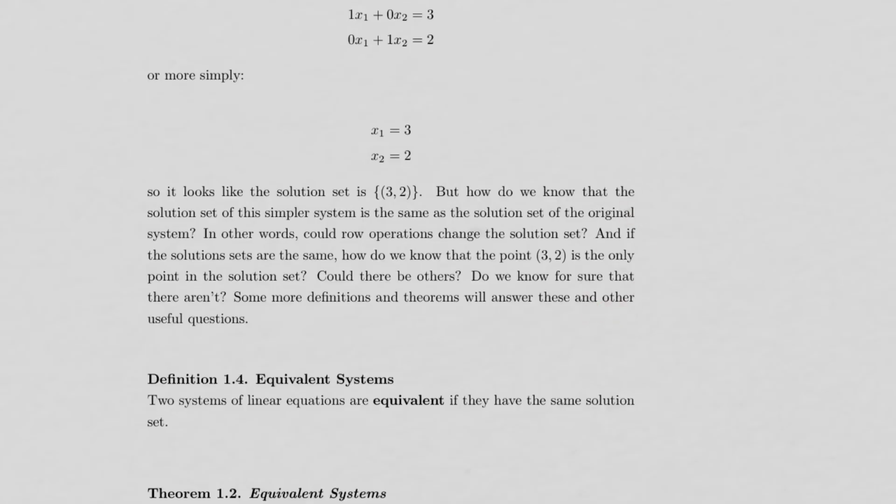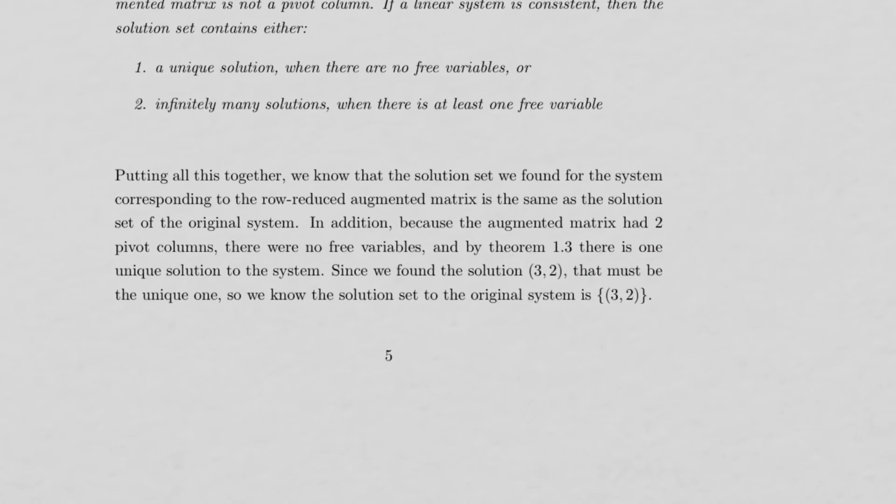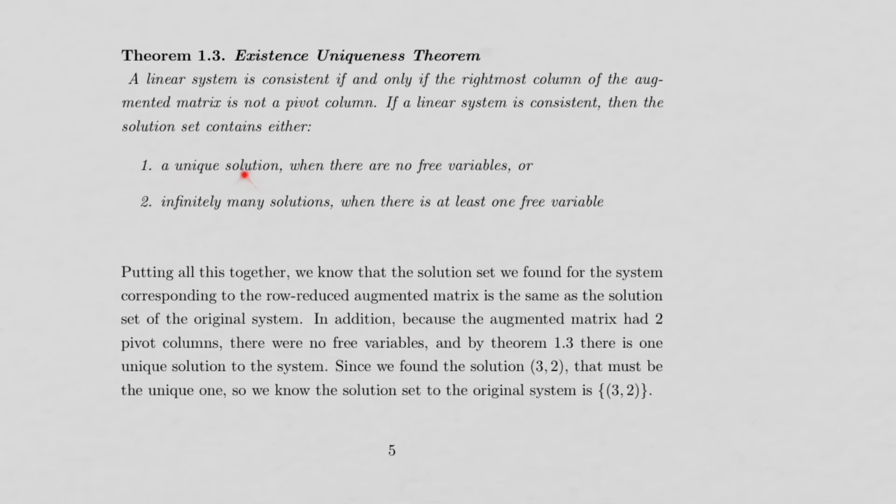But what about these questions? Well, those are answered here. First of all, we know that the solution set for the system corresponding to the row-reduced augmented matrix is the same as the solution set of the original system. That was the theorem that we just saw. And in addition, because the augmented matrix had two pivot columns, there's no free variables. And so by this theorem 1.3, we know that there's a unique solution. And we found one, 3, 2, so that must be it. That must be the only one.